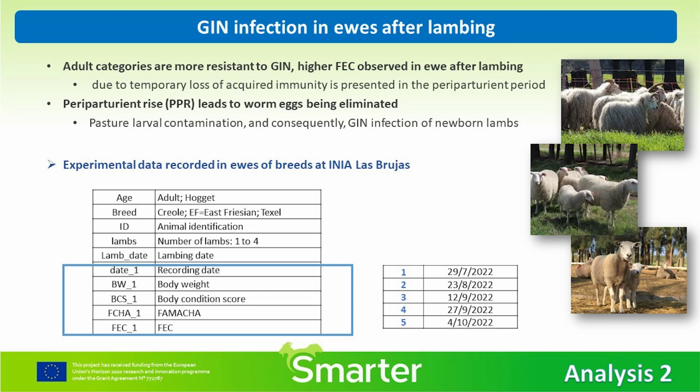and here we have date 1, body weight, body condition score, FAMACHA and FEC for date 1. And then you're going to see the same data with 2 in each of the columns, up to 5. In total, you're going to have 5 sampling dates where body weight and body condition score were also recorded. Part of the exercise is to check in the data the different distributions and the difference between the lambing date and what you see in the different dates.